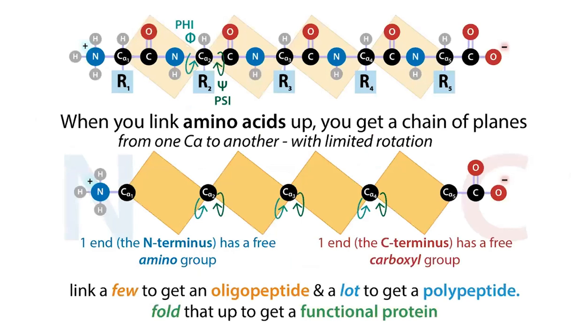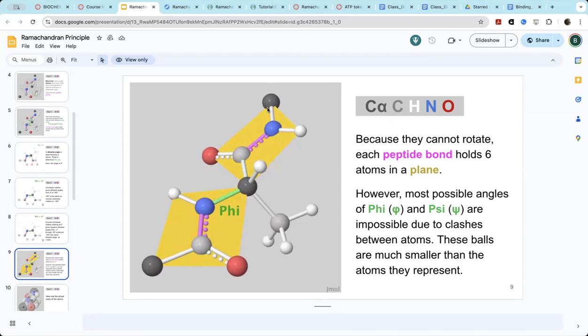You can think about there being a plane from alpha carbon to alpha carbon. So here's a plane from this alpha carbon to here, and another plane from this alpha carbon to here. You can see that there are these two points in which we can rotate. One is our psi angle and one is our phi angle.